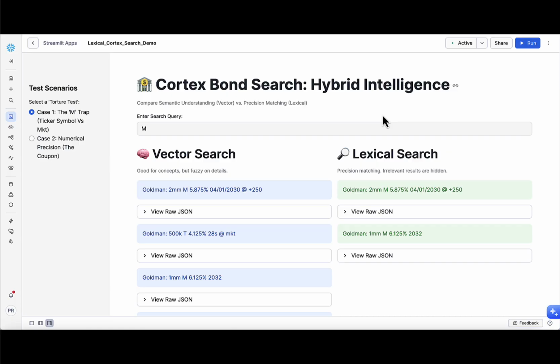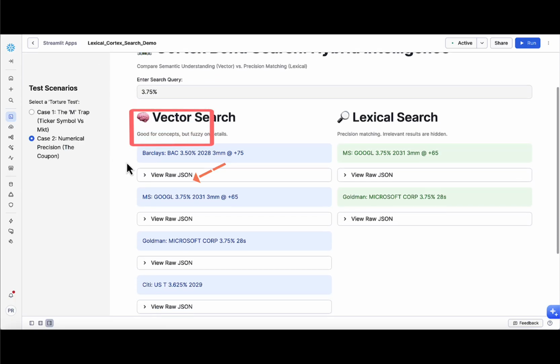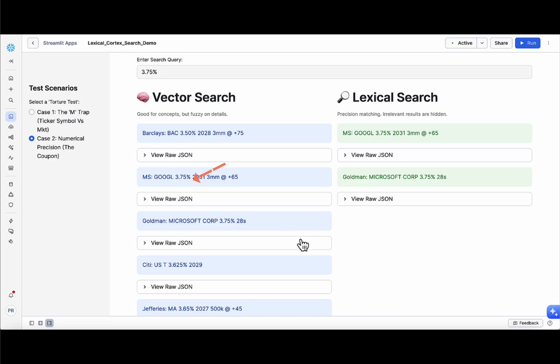Now, the moment of truth. The coupon search. The target is 3.75%. The vector engine on the left offers 3.5, 3.625, 3.65 besides offering 3.75. It says, hey, this is mathematically close, but close doesn't book the trade. Close breaks the trade. On the right, clarity. Snowflake Cortex Search locks into the number, no fuzzy math, no second guessing, just the inventory they need right when they need it.